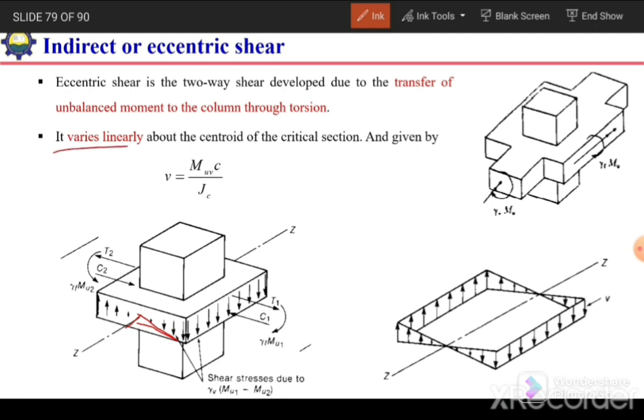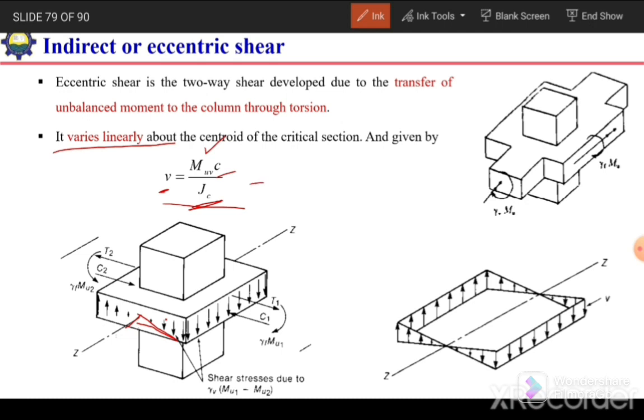So this linearly varying shear stress is termed as indirect or eccentric shear, and its value is given by v = Muv c / Jc. Here Muv is the unbalanced moment transferred because of shear, and c is the distance from this neutral axis up to the point where we want to calculate this shear stress, and Jc is actually analogous to polar moment of inertia. It is the geometrical property and it is analogous to polar moment of inertia.